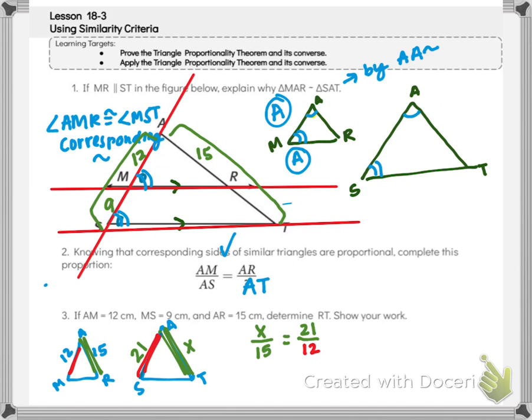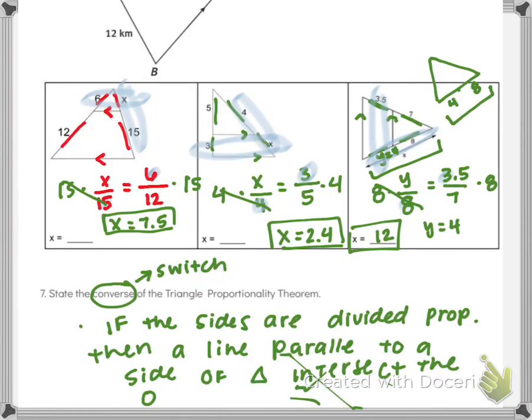All right, to solve for X, I'm just going to go ahead and get rid of that divided by 15 by multiplying by 15. Both sides. When I do that, X equals 21 over 12, and then times 15. And that would give me 26.25. Okay. Now, that right there is X.